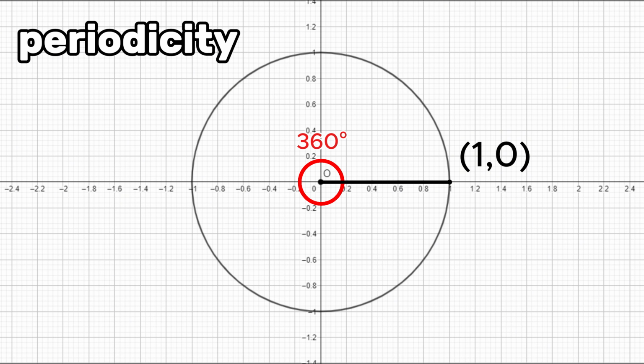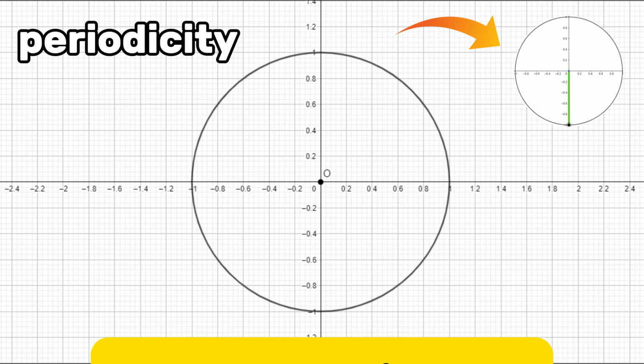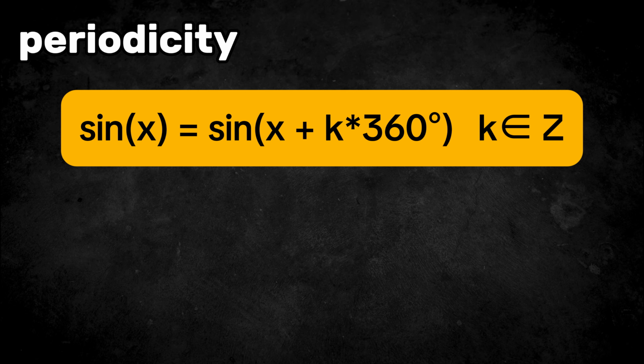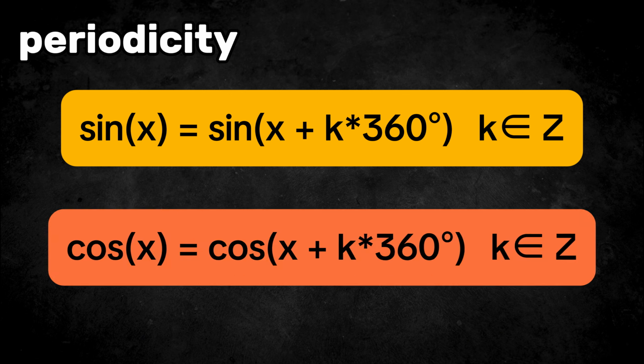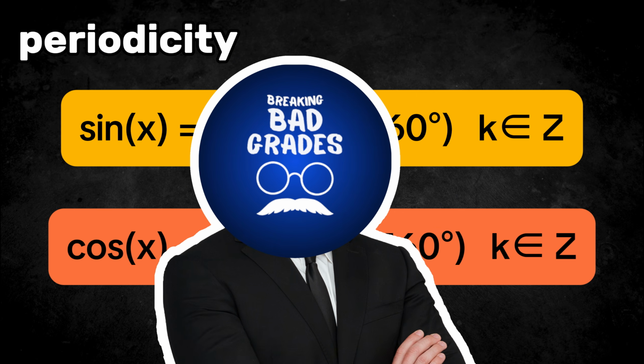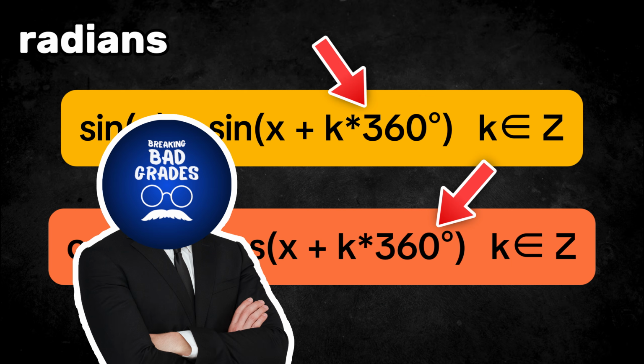The values repeat because the point moves in a circle. So if you have any angle and you add or subtract 360 degrees, sine and cosine will stay the same. In math language, we write alpha is equal to alpha plus k times 360 degrees, where k is any integer. In other words, the sine of x is equal to the sine of x plus 360 degrees. The cosine of x is equal to the cosine of x plus 360 degrees. And here is the amazing part. You do not need to memorize this. It is just geometry.